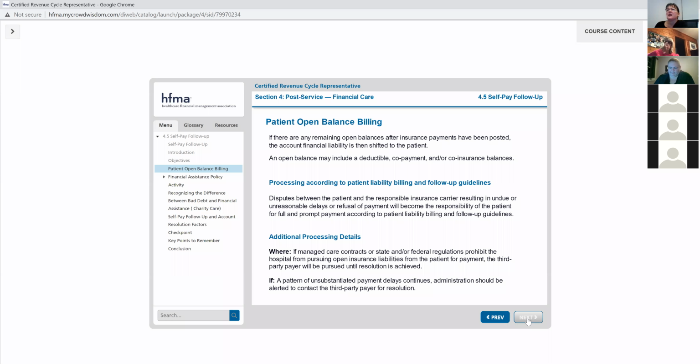Patient open balances, that's our self-pay after insurance pays, so it could be our deductible, copay, or co-insurance. And this activity will kind of go through some of the processes associated with that.